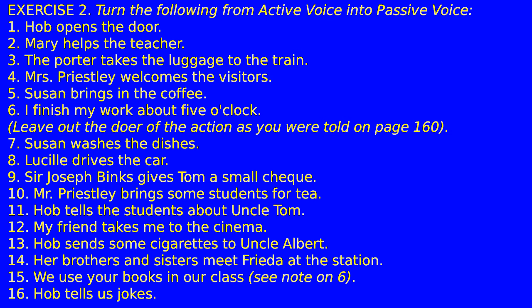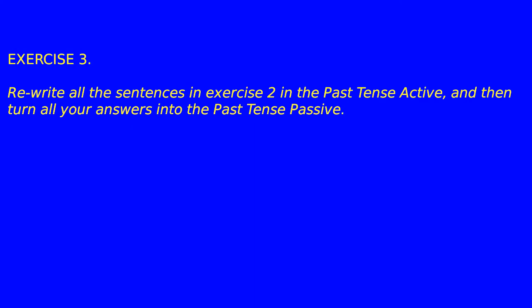13. Hob sends some cigarettes to Uncle Albert. 14. Her brothers and sisters meet Frida at the station. 15. We use your books in our class. See note on 6. 16. Hob tells us jokes. Exercise 3. Rewrite all the sentences in Exercise 2 in the past tense active, and then turn all your answers into the past tense passive.